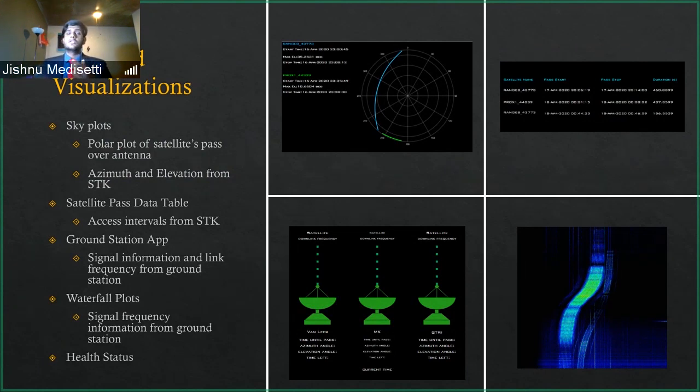And usually these antennas are colored in gray, and when an active pass is happening, that antenna will light up in green and the downlink frequency will be displayed overhead. Now, along with this, we're also going to be displaying waterfall plots, as you can see here, and this shows the different signal frequencies that we're receiving.